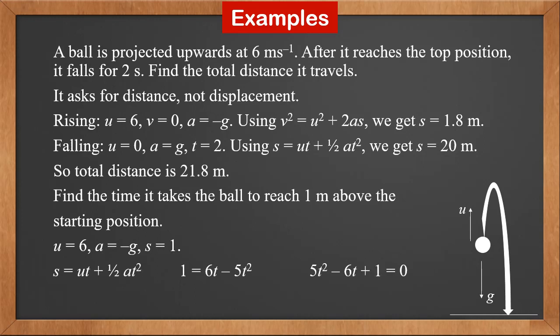Using s equals ut plus half at squared, we get, 1 equals 6t minus 5t squared. It is, 5t squared minus 6t plus 1 equals 0. Factorize it, we get, t minus 1 times 5t minus 1 equals 0. So t is either 0.2, or 1 second. We know it takes 0.6 seconds to reach the top. Therefore, one instant is during rising and the other instant is during falling.